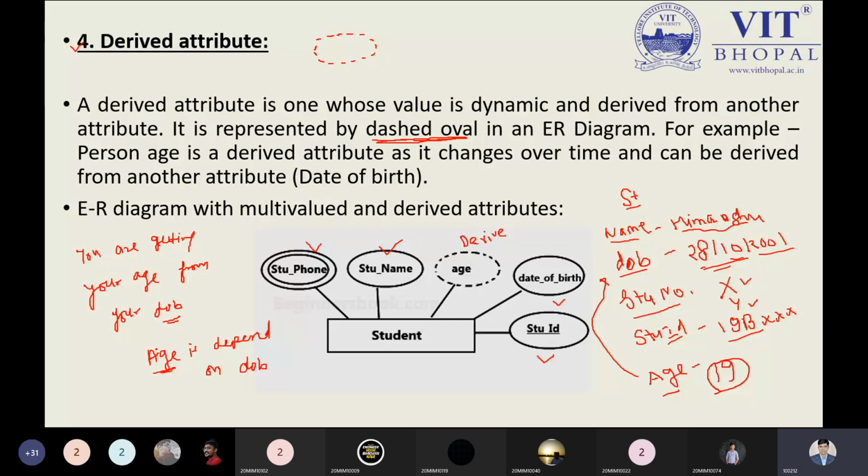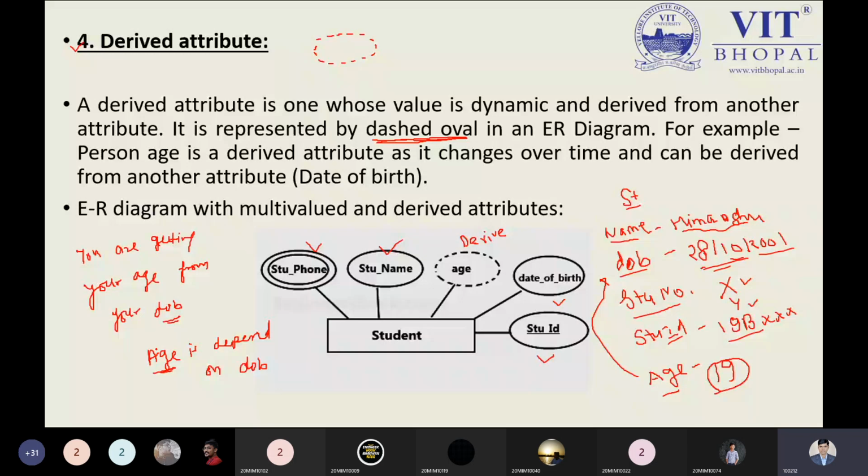Just tell me, why do we have the student phone number as a double ellipse? Can you tell me? Multi-valued. It means a student can have multiple contact numbers. If one phone number is not connecting, we can communicate through the other contact number as well. That is it. Student name is a normal attribute, so no problem right now.